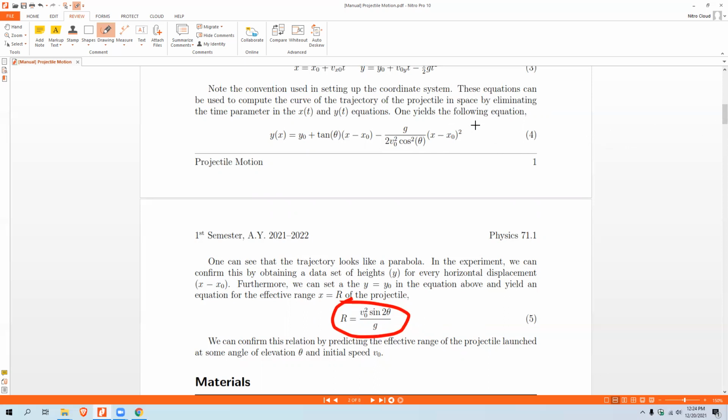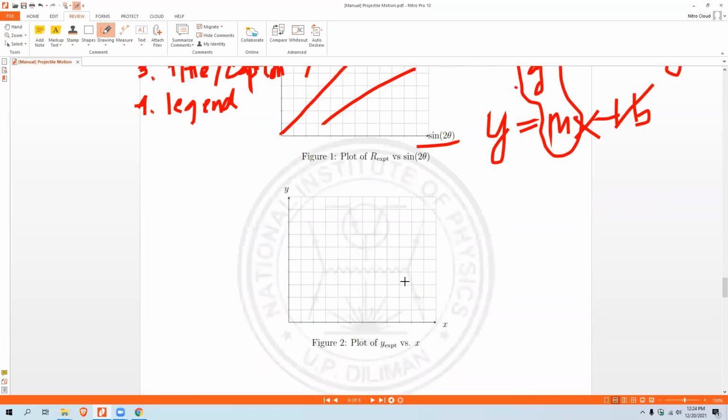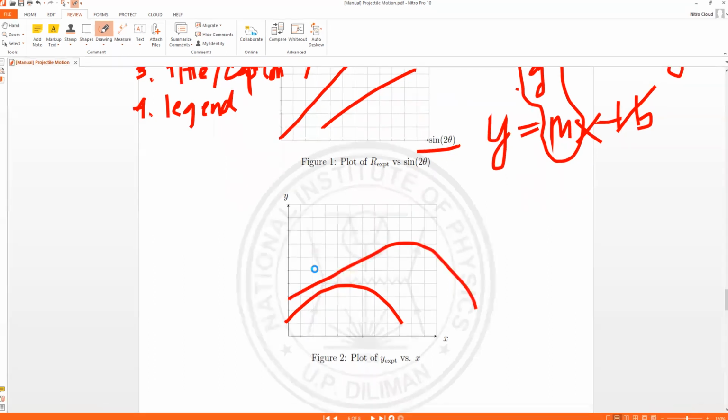kapag x squared ang highest term mo sa isang polynomial, you will end up with a parabola. So parabola lang ang expected ko na graph. So yung difference ng parabolas for the trials na pinlot ninyo ay basically just how wide the parabola is or saan siya nagma-maximum. Pero all of them should look like parabolas.